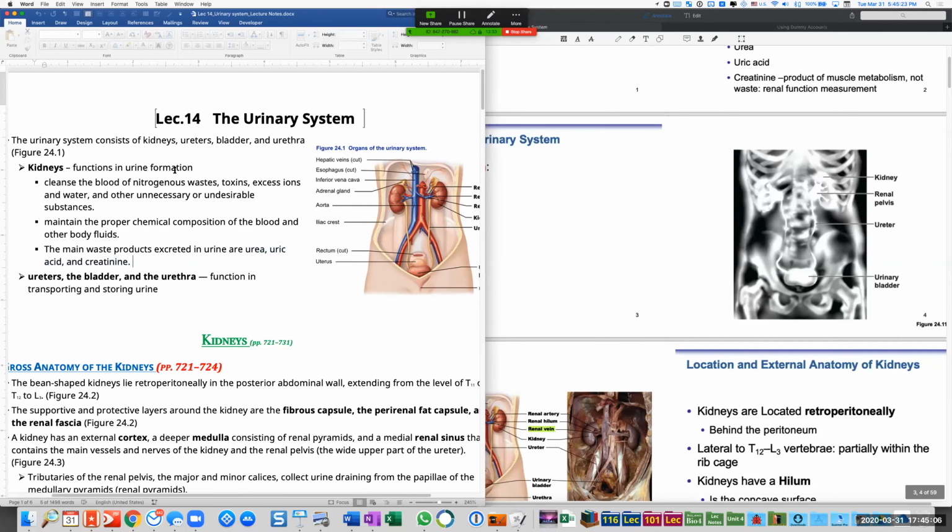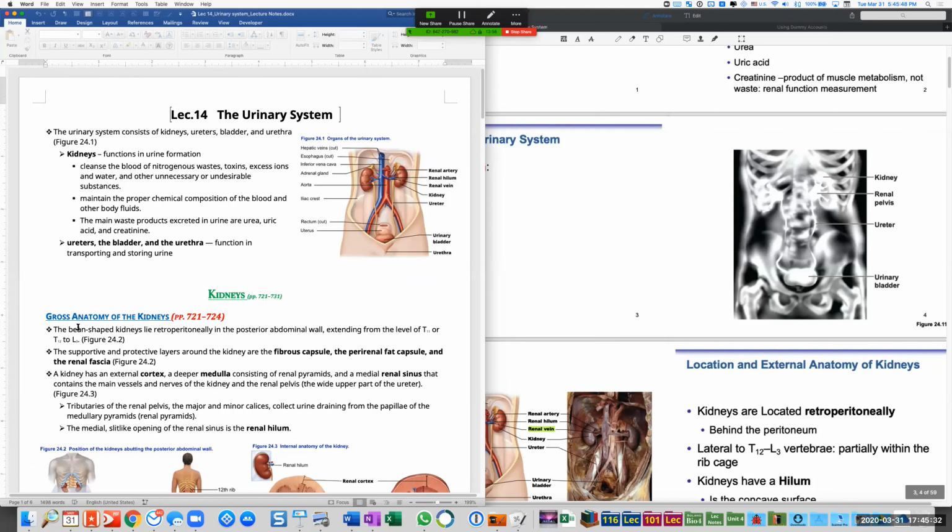So the kidney does most of these jobs, and the job of the ureters, bladder, and urethra really is just transporting urine out of the body. But the bladder serves as a temporary storage of your urine before you go use the restroom, and then it's peed out.